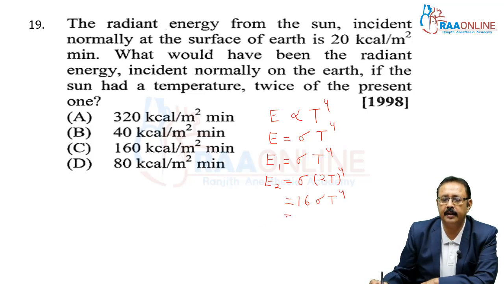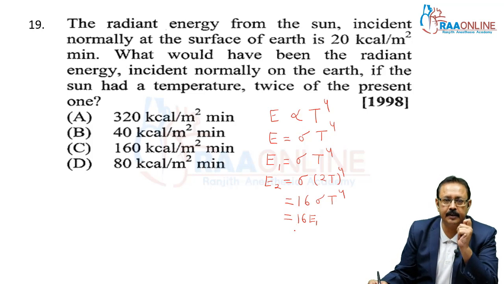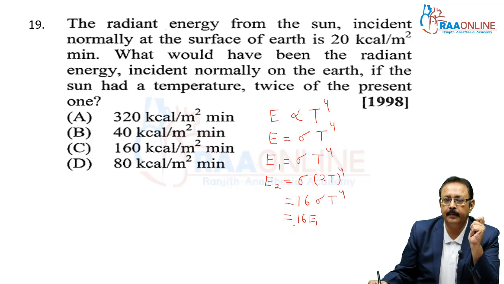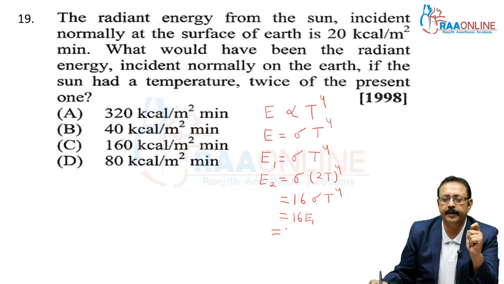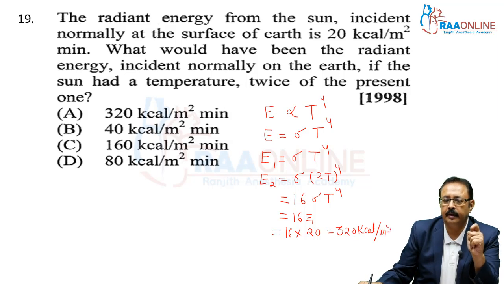And what is sigma T raised to the power 4? Initial value E1. E1 is given. In which unit is E1 given? By multiplying by 16, in the same unit you will get E2. So what should be E2? 16 times E1, and E1 was 20. So in the same unit E2 should be 320 kilocalorie per meter square minute. So we are going with option A.